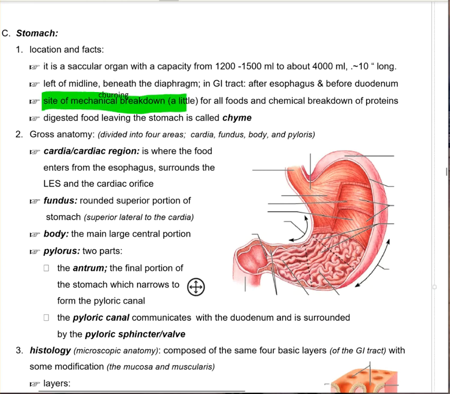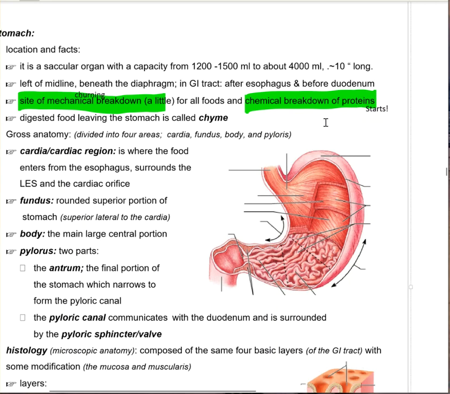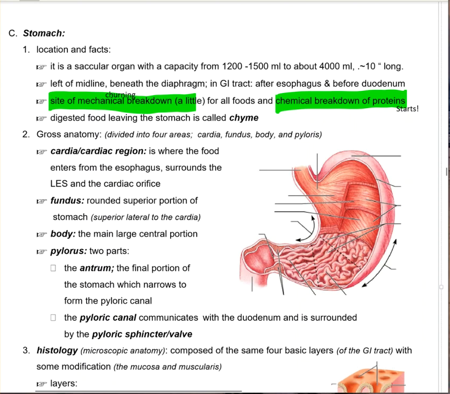And this is where chemical breakdown of protein begins, okay, or starts. Okay, so chemical breakdown of protein starts here. As we said before, there might be a small amount in the mouth, but for this class, we're not going to assume that there's any significant protein breakdown in the mouth. The majority of the protein breakdown is going to occur and start here in the stomach. So that's what I want you to think about.